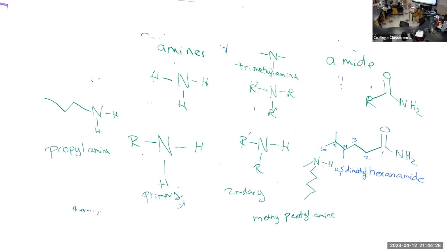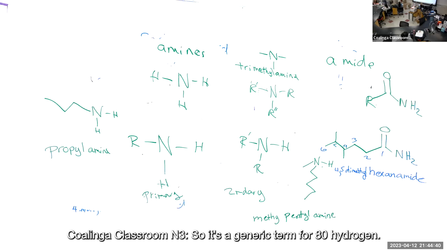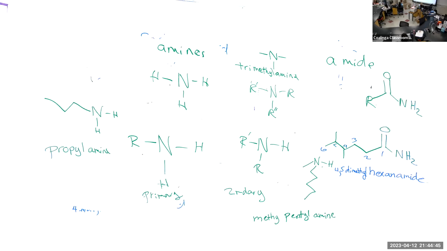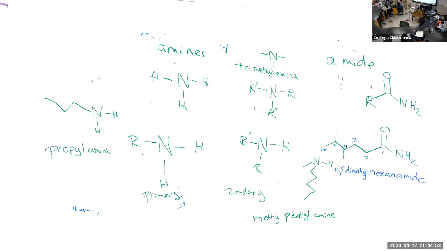Why are we using an R? An R could represent any hydrocarbon. So instead of putting C, we want it to represent any hydrocarbon in your classification. So it's a generic term for any hydrocarbon. So like, you're showing us a sample? Exactly. So R is the generic way. Good question.